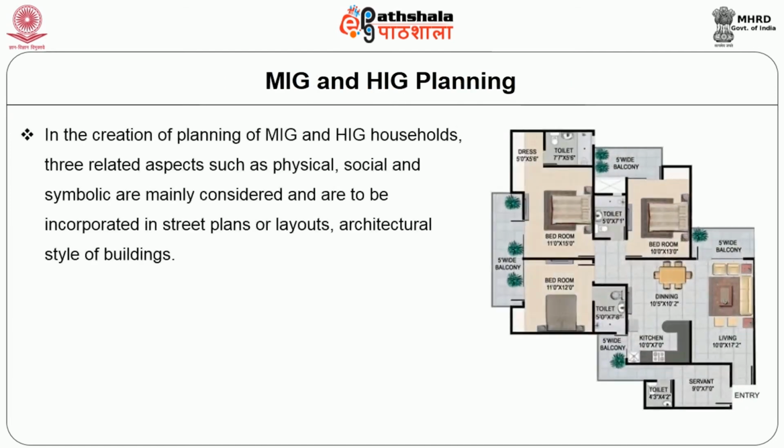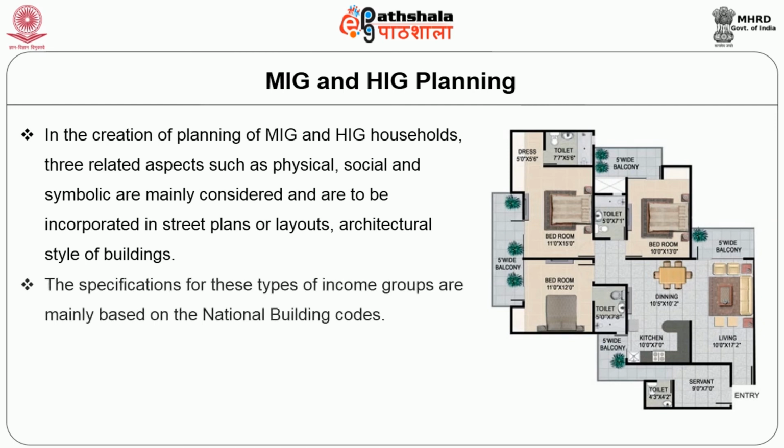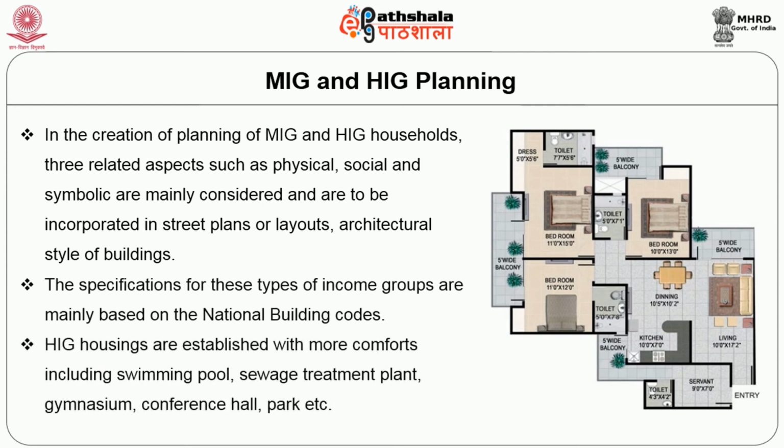MIG and HIG planning. In the planning of MIG and HIG households, 3 related aspects, physical, social and symbolic, are mainly considered and are to be incorporated in street plans or layouts. Architectural style of buildings. The specifications for these types of income groups are mainly based on the National Building Code. HIG groups are established with more comforts including swimming pool, sewage treatment plant, gymnasium, conference hall, parks, etc.